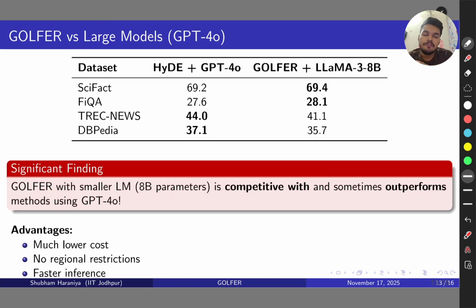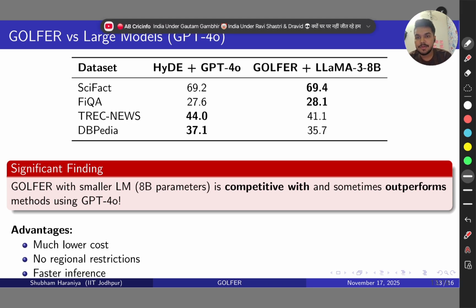And then we also evaluate our model versus a large model, which is our objective in this paper, right? So we use Llama 3 8 billion for our GOLFer, and the large model GPT-4o for the other approach, right? We calculate this on four different datasets, and we get an interesting result, right? In two of the datasets, even GOLFer with Llama outperforms GPT-4, and this is very interesting, and that's what we want. GOLFer with the smaller LM is competitive with and sometimes outperforms the method using GPT-4o.